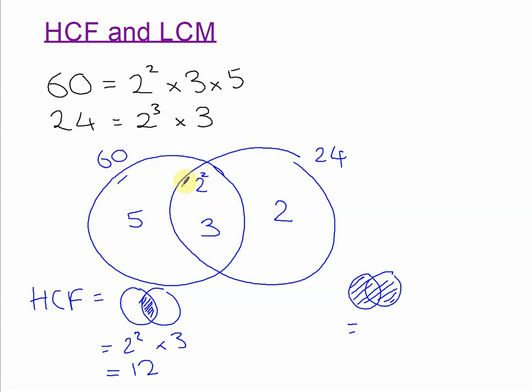I could have done 24 times 5. That's harder for me, so I'm just going to write this. So it's 2 cubed times 3 times 5. That's all the numbers there. But I'm actually going to do 60 times 2, which is 120.